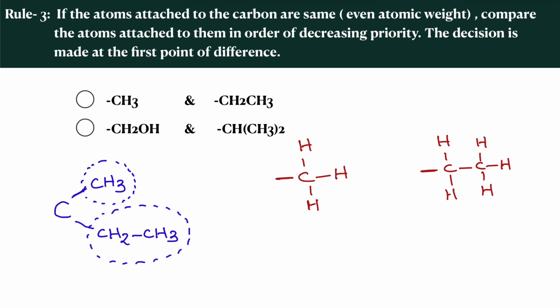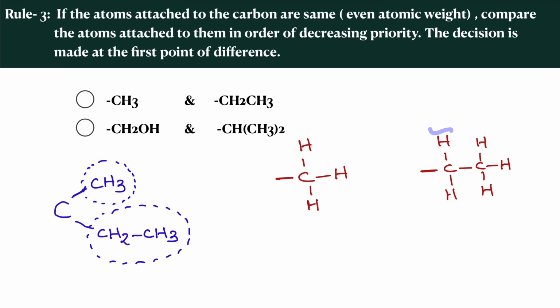We need to compare the atoms attached to them, meaning hydrogens, in decreasing priority. What is that decreasing priority? Here the point of attachment is carbon, carbon, with atoms attached to the first atom. So this is the first atom of the group, and these are second atoms, and these are third atoms actually. Here the first atom is the same, so we are considering second atoms.